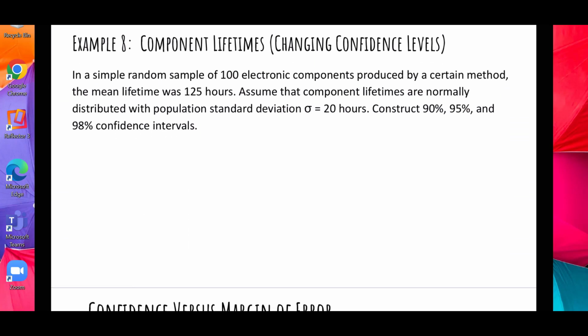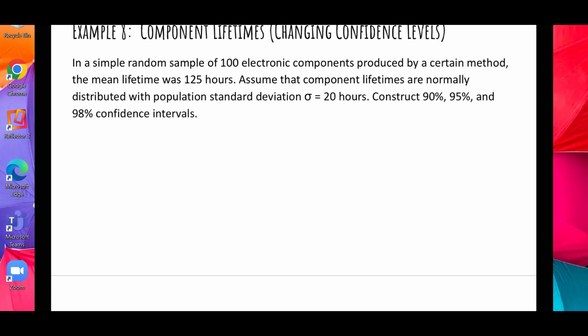let's look at example 8. In a simple random sample of 100 electronic components produced by a certain method, the mean lifetime was 125 hours. Assume the component lifetimes are normally distributed with population standard deviations of 20 hours. Construct a 90, a 95, and a 98% confidence interval. So we're going to actually do this 3 times. So I'm going to add a page here to give me extra room.